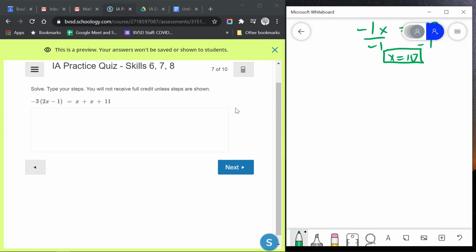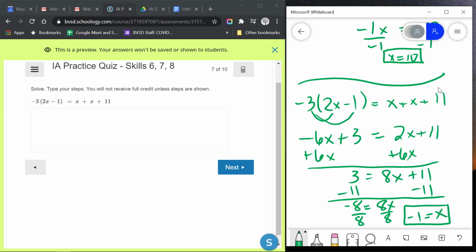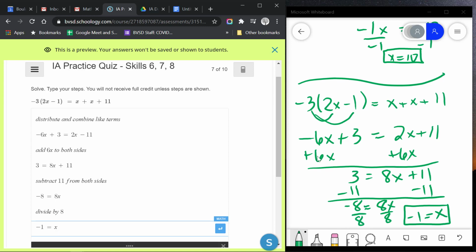So this is a type your steps. I'm going to write it out in my notebook first and then type them. So in the first step, you can see I've done the distributive property, and I've combined like terms over here on the right side. Now I'm going to get the x's all over to one side and the regular numbers all over to one side. So my final answer is x equals -1. But over here, I'm not going to type just x equals -1. So here's the work in my notebook, and here's what I'm going to put into Schoology.